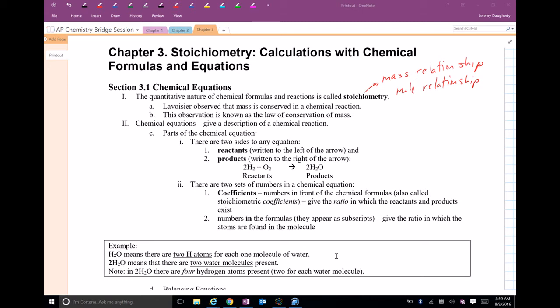So the law of conservation of mass is a pretty big idea. You know, and again, that's just an observation. Matter or mass cannot be created nor destroyed. It's always conserved.